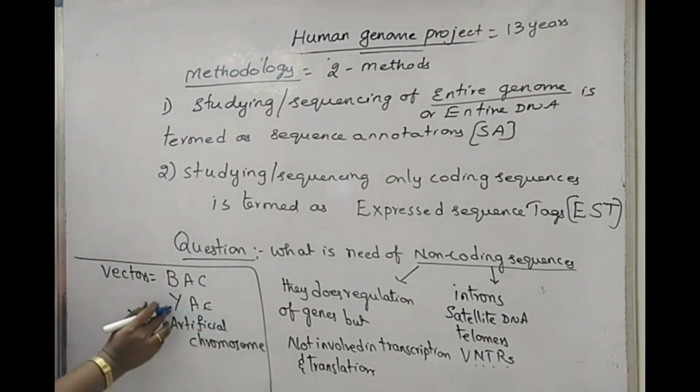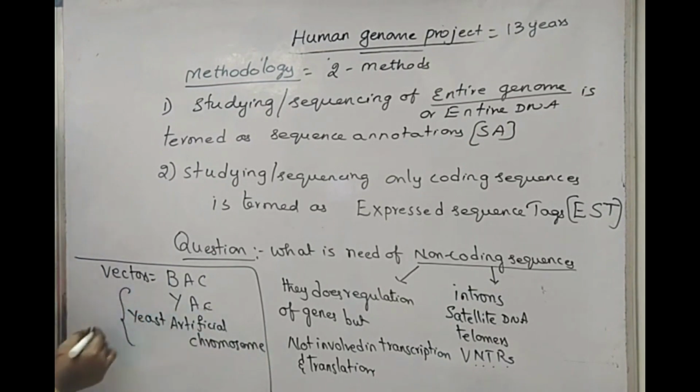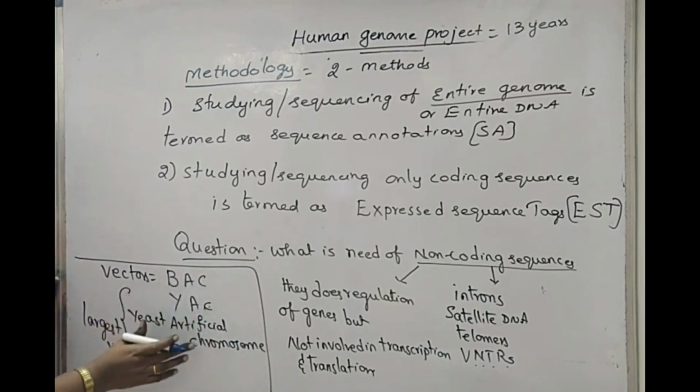Among these both, yeast artificial chromosome is considered as the largest vector that is used for the Human Genome Project. Among these both, which is the biggest one? Yeast artificial chromosome vector is considered as the largest or biggest type of vector in the Human Genome Project.